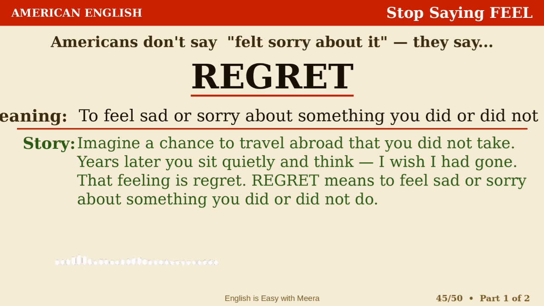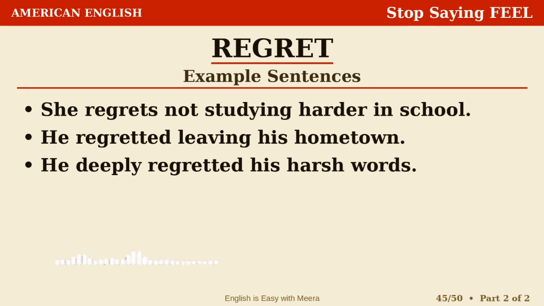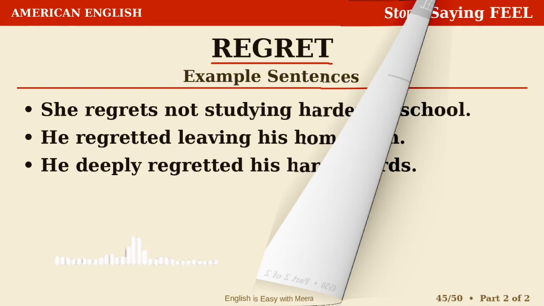45. Regret. Americans don't say, "felt sorry about." They say regret, meaning, to feel sad or sorry about something you did or did not do. Story. Imagine a chance to travel abroad that you did not take. Years later you sit quietly and think, I wish I had gone. That feeling is regret. Example. She regrets not studying harder in school. He regretted leaving his hometown. He deeply regretted his harsh words.